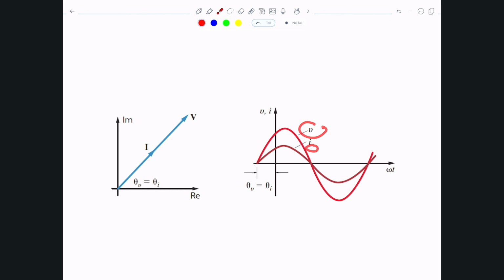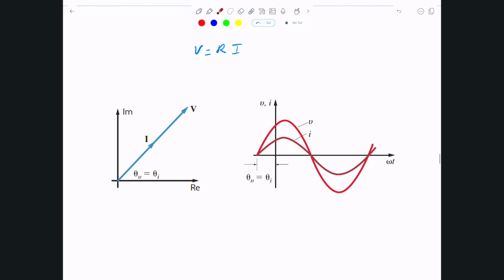V is a little bit higher than I because, if you think about it, here in the phasor domain, V is simply R times I, and R is a positive entity, so it's actually just increasing. V is just a little bit larger than I. So that's basically how we deal with resistors in the phasor domain. We basically do nothing. We just treat R as R.